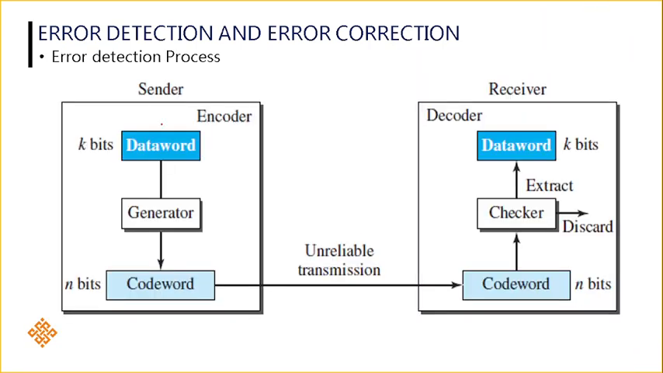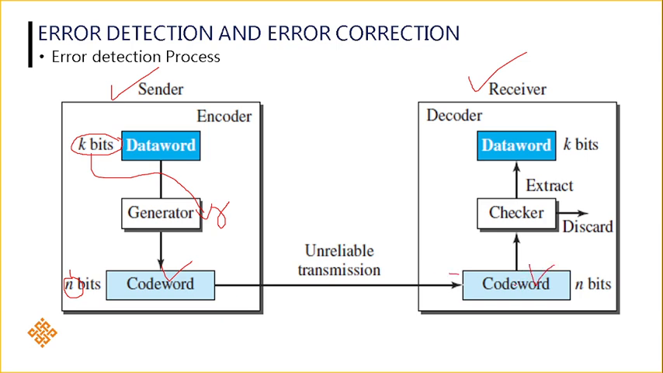So this is the error detection process: what is happening at the sender side and what is happening at the receiver side. At the sender side, as I already told you, the entire data will be divided into blocks. Each block we call a data word, that is k bits. The generator is going to add some extra bits r. Together we get n, that is k plus r, which is nothing but a code word. That code word is transferred to the receiver.